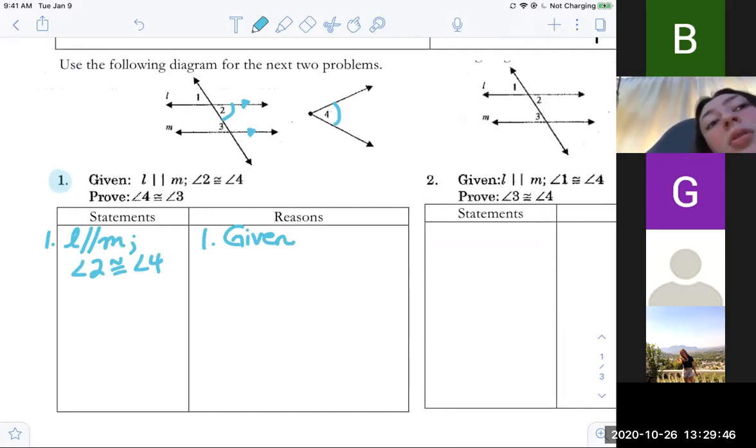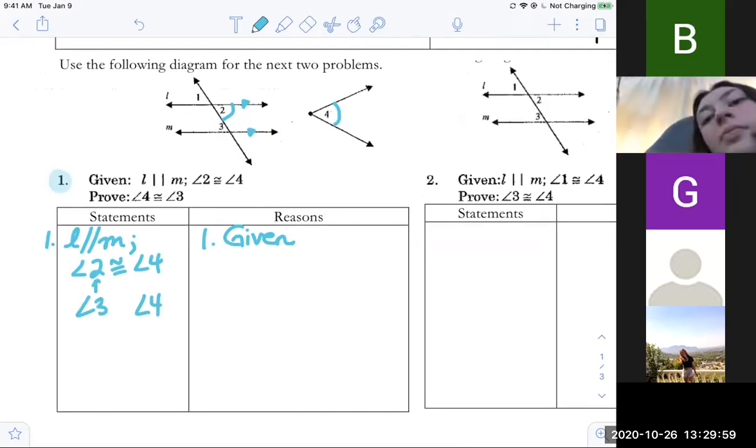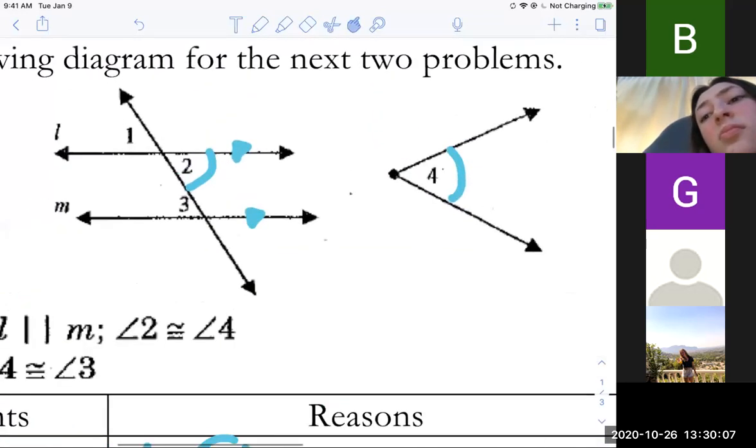Okay, so notice that we're trying to prove that 4 and 3 are congruent. That means that we would like to be able to say that we could keep angle 4 the way it is, but put angle 3 in place of angle 2. Is it possible to replace angle 2 with angle 3? So what is the relationship between angle 2 and angle 3? Alternate interior angles. They're alternate interior. Are they congruent or supplementary, or what's their relationship?